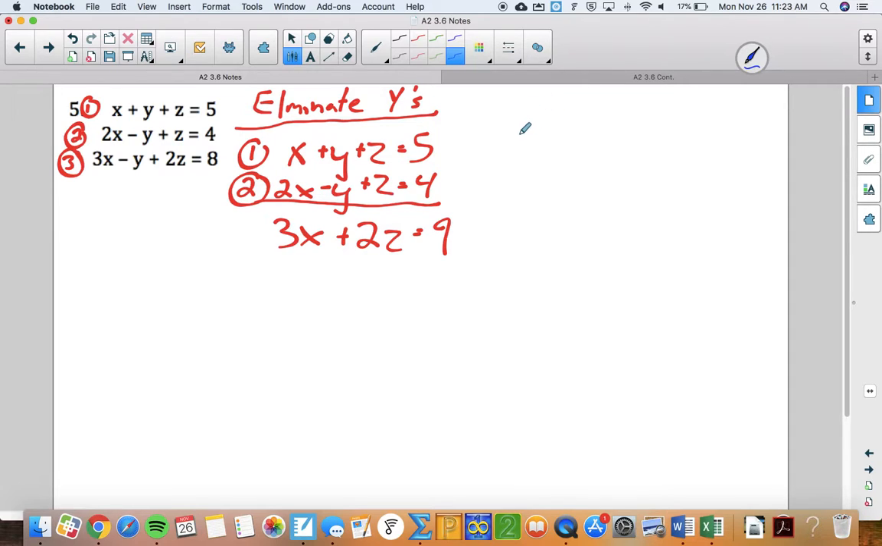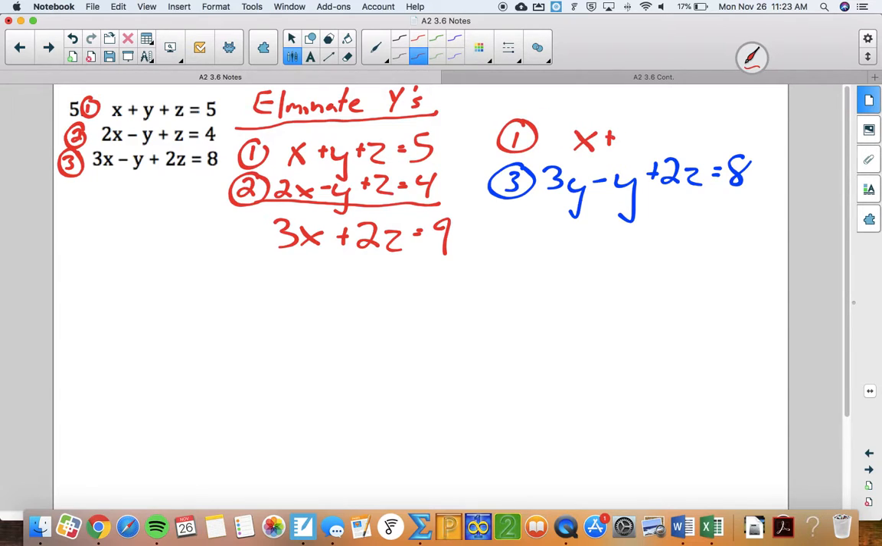But I need to do that same process using equation number 3. Excuse me. So I have to use 3x minus y plus 2z equals 8. Now, I have to use equation number 3 since that wasn't used in either one of these. I could use equation number 2, or I could use equation number 1. It's up to me. Well, I'm going to choose to use equation number 1 because it has a positive y, which will eliminate the negative y right there when I add them together. So I'm going to choose to use equation 1.